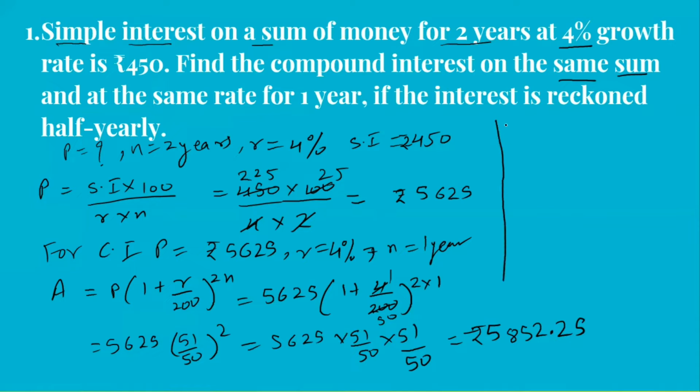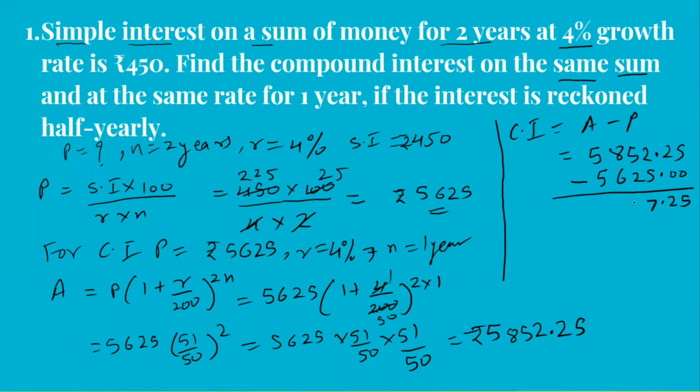So the compound interest is equal to A minus P, which is 5,852 rupees and 25 paise minus the principal, which was 5,625 rupees 0 paise. Let us subtract. You get 12 minus 5, you get 7. Carry 1. 5 minus 3, 2. And 8 minus 6 is 2. So you get the compound interest as rupees 227 and 25 paise. Got it? So here we are done with the first question.